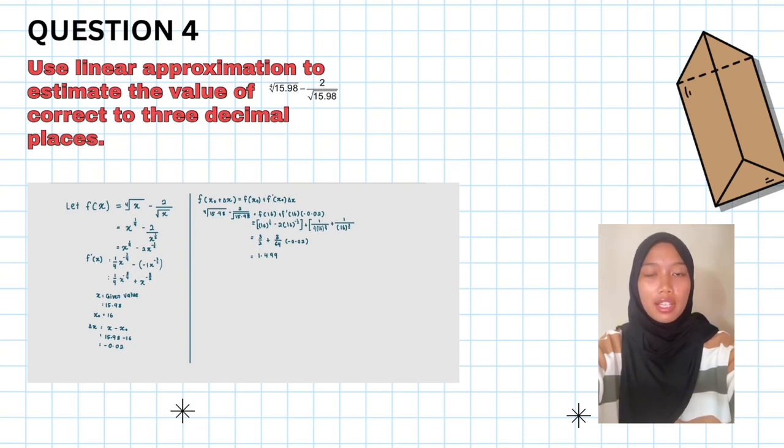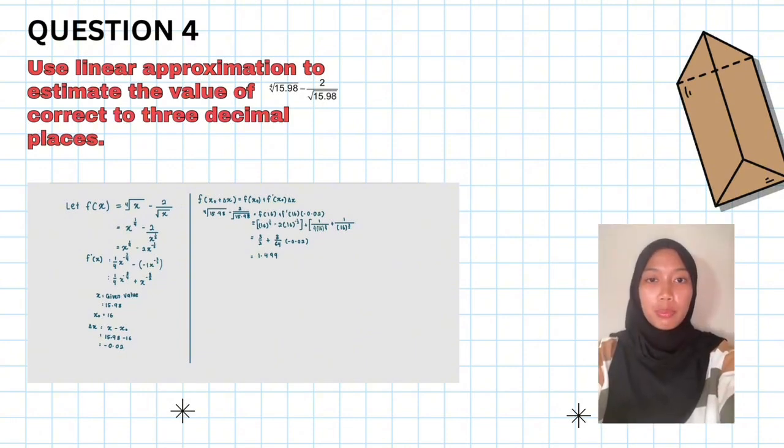First, we assume 15.98 as x. Let f of x equal the fourth root of x minus 2 over square root of x. The fourth root of x can be written as x to the power of 1/4. So x to the power of 1/4 minus 2 over x to the power of 1/2. So we can get x to the power of 1/4 minus 2x to the power of negative 1/2.